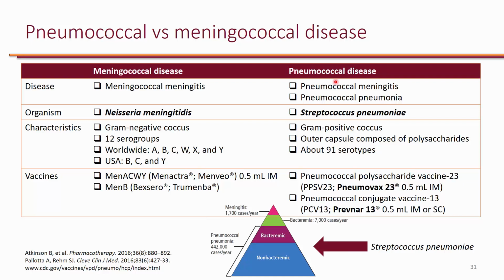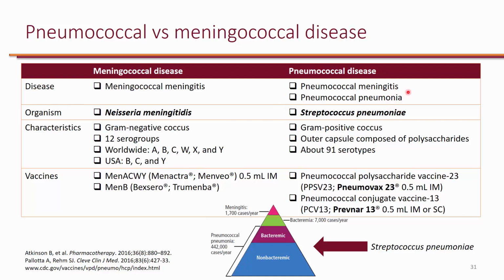There's also pneumococcal disease. Pneumococcal disease refers to disease that's caused by Streptococcus pneumoniae. And Streptococcus pneumoniae can cause pneumonia. It can also cause meningitis. So pneumococcal meningitis is caused by strep pneumo. So is pneumococcal pneumonia.